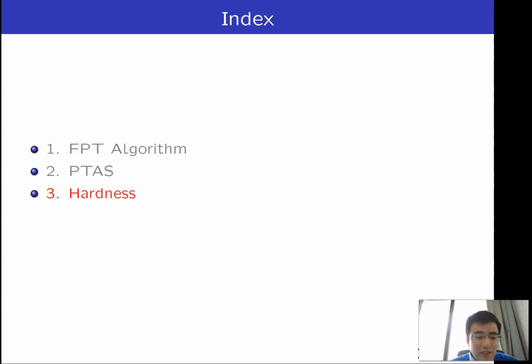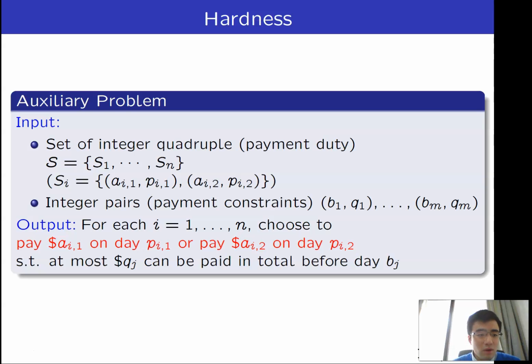Finally, we prove the hardness result. We prove the hardness via auxiliary problem. Auxiliary problem is defined by the set of integer quadruple called payment duties and integer pairs called payment constraint. And for each payment duty, we choose to pay a_i1 dollars on day p_i1 or a_i2 dollars on day p_i2. The constraint is we can pay at most q_j dollars before day b_j for each j.